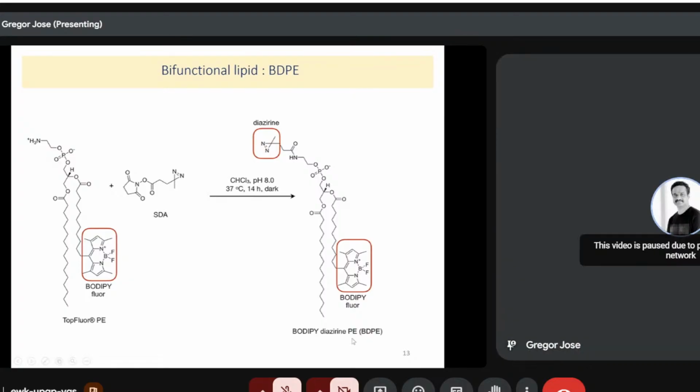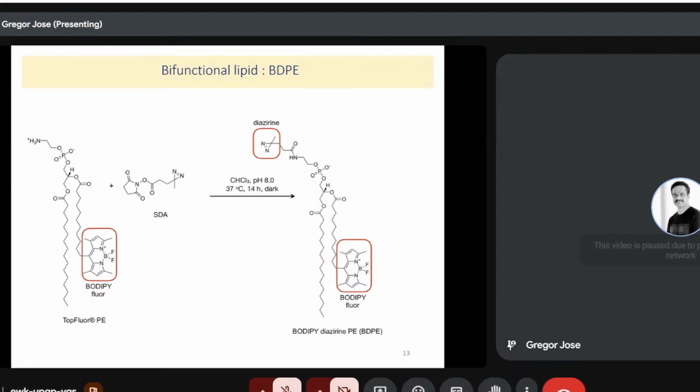The one difference you have to remember is that this is a lipid. It's not a head group, it's a whole lipid. If you put this into cells or make liposomes, it forms a lipid bilayer. Once we got this lipid, we wanted to see if it can be used to capture the interaction of membrane-associated proteins.